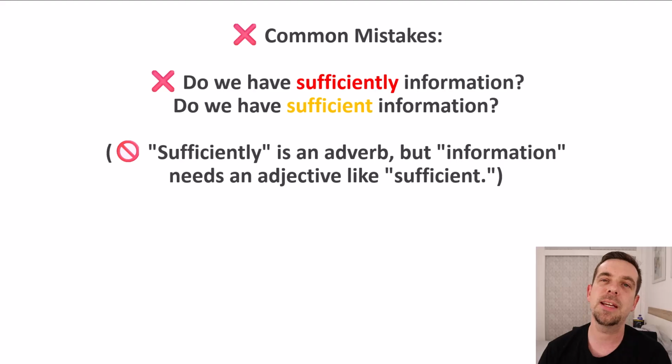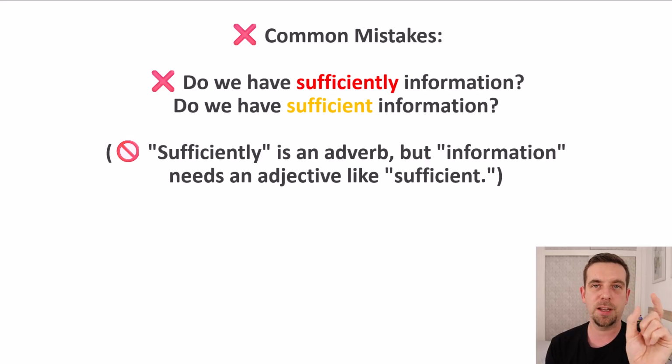One more common mistake is that if you're using sufficient, you will say, do we have sufficient information, and not do we have sufficiently information. The basic idea is that sufficient describes a noun or a thing, and sufficiently at the end describes a verb.